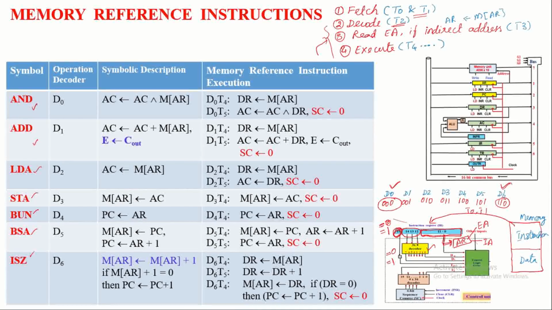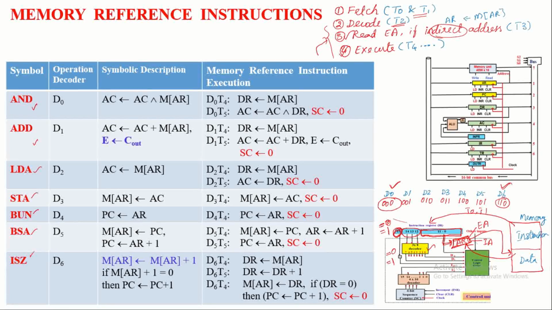In the next timing signal T3, the effective address of the operand needs to be read from the memory, from the location pointed by the address register, and loaded into the address register. Now, at the end of timing signal T3, the address register will be holding the effective address of the operand. This phase is applicable only for the memory reference instruction which contains the indirect address in its address part. After this phase, the instruction execution starts when timing signal T4 is active.